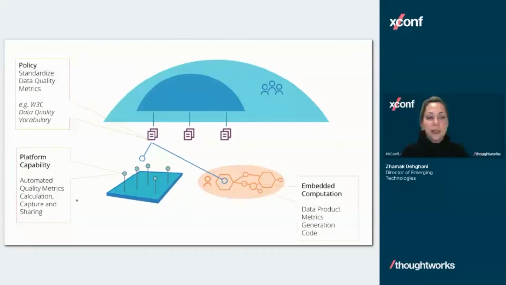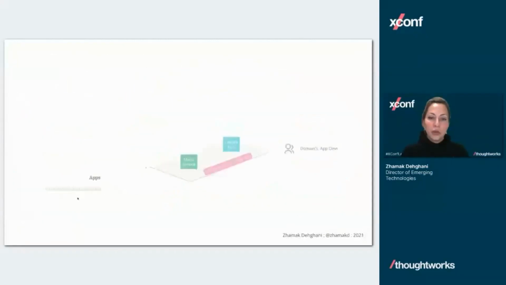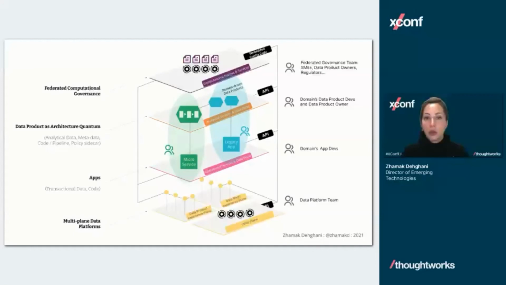And if you bring it all together, this is what it will look like. You will still have your microservices, your operational plane, you will still have your data plane with your data products, but these are tightly closed together across the domain. And then you have your multiple platforms to support it, and your computational policies to govern. So where do we get started? How do we get started? This is a lot of work.